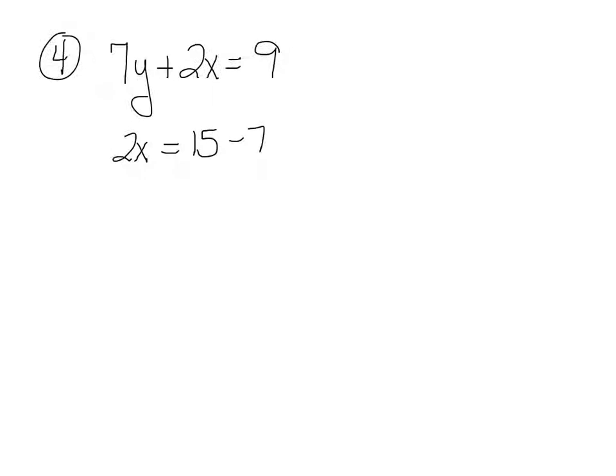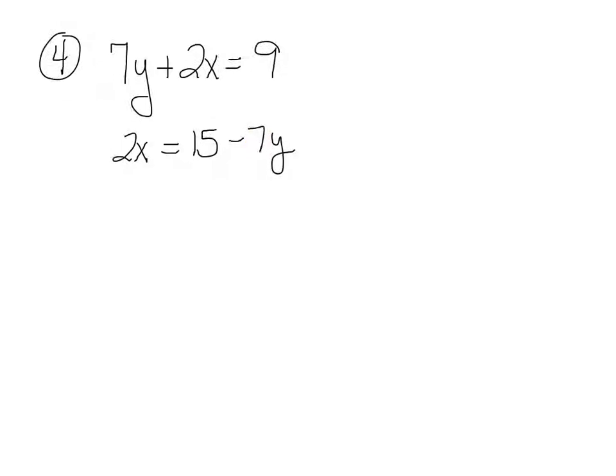All right, example number 4. 7y plus 2x equals 9, and 2x equals 15 minus 7y. Now, here we go. This is where the fun part comes in. There's nothing easy to get by itself. I would have to divide by 7 here, divide by 2 here, divide by 2, divide by -7.